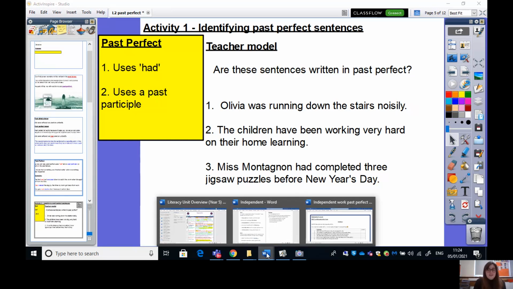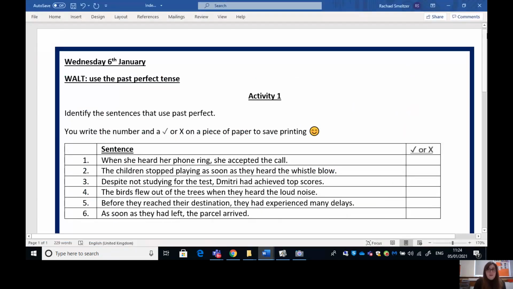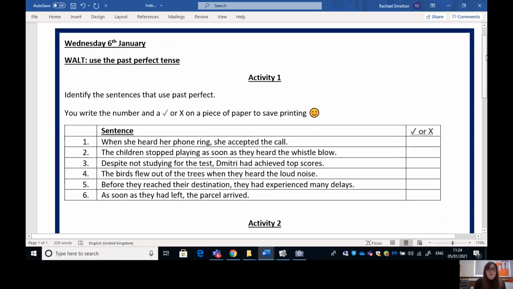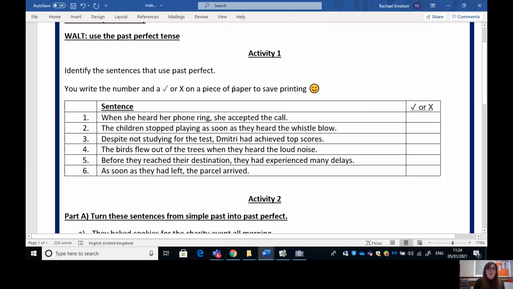So your first activity is, you may want to just pause the video here so then you can see it on your screen, or you can open up the document now from your home learning page. You are going to identify the sentences that use past perfect. There is no expectation to print anything in these lessons, and you may wish to, but really you can just write down on a piece of paper question 1 and a tick or a cross.